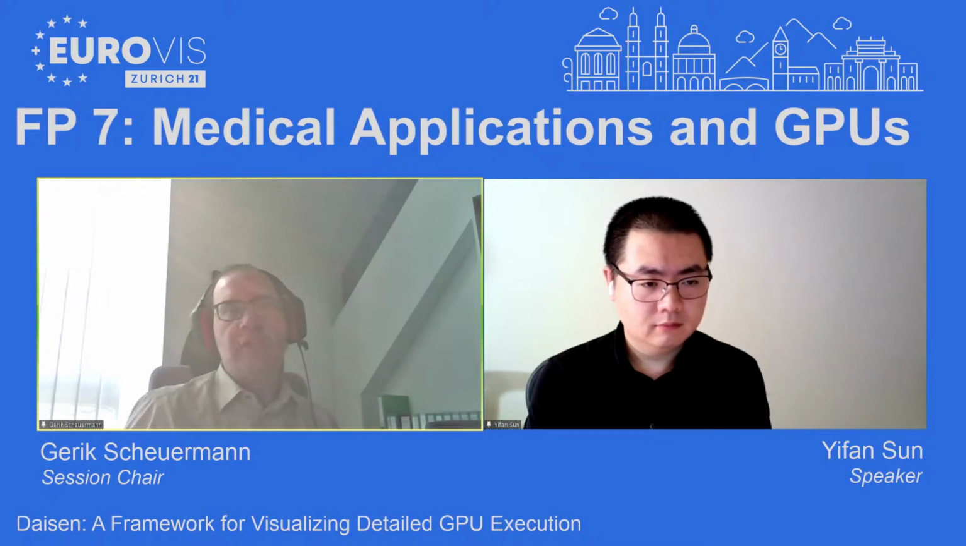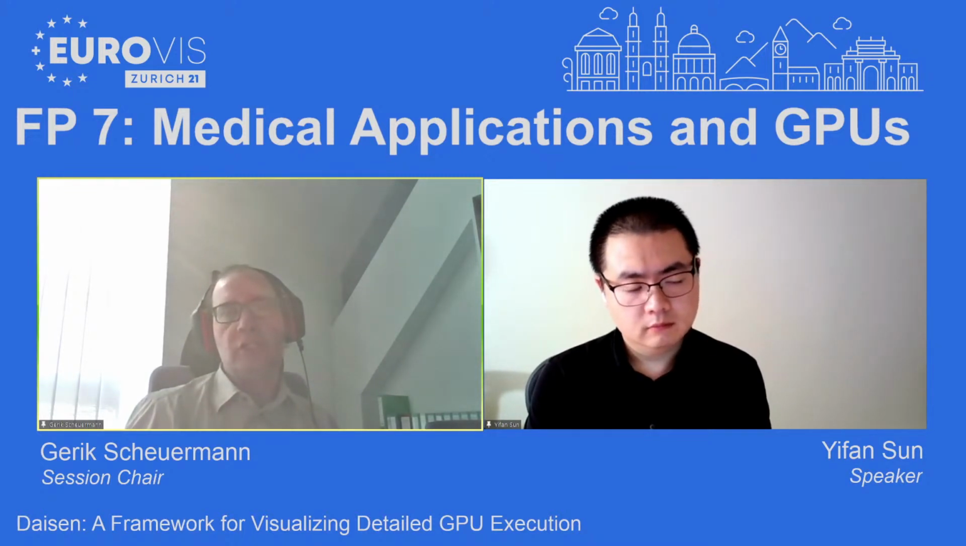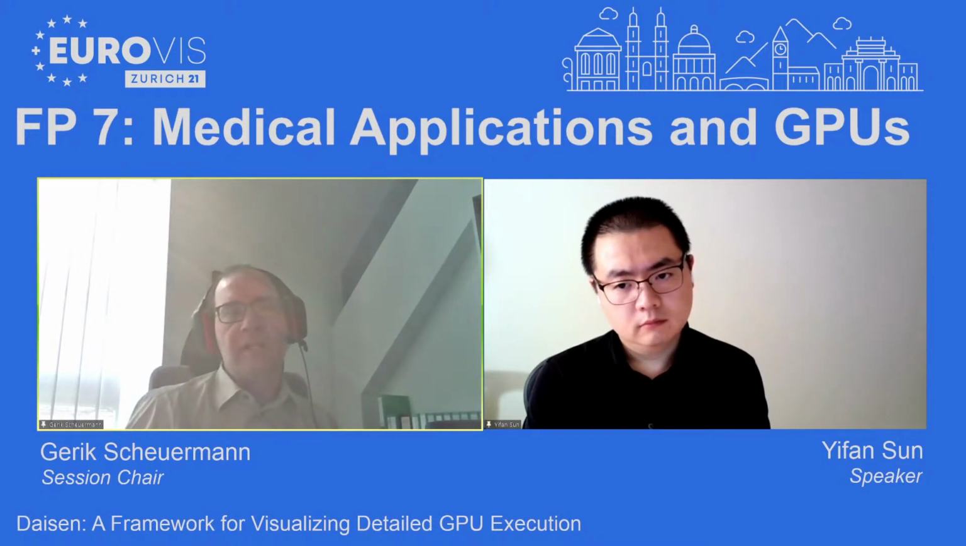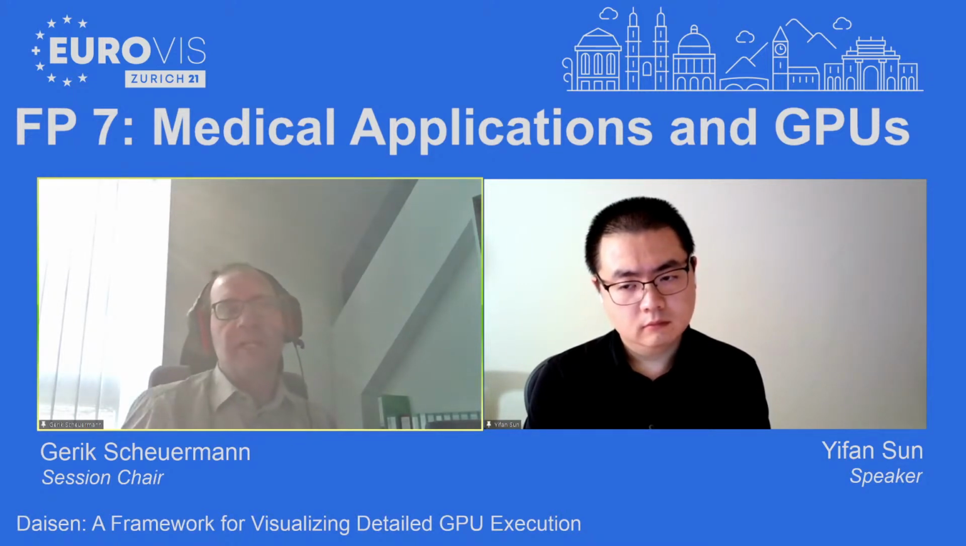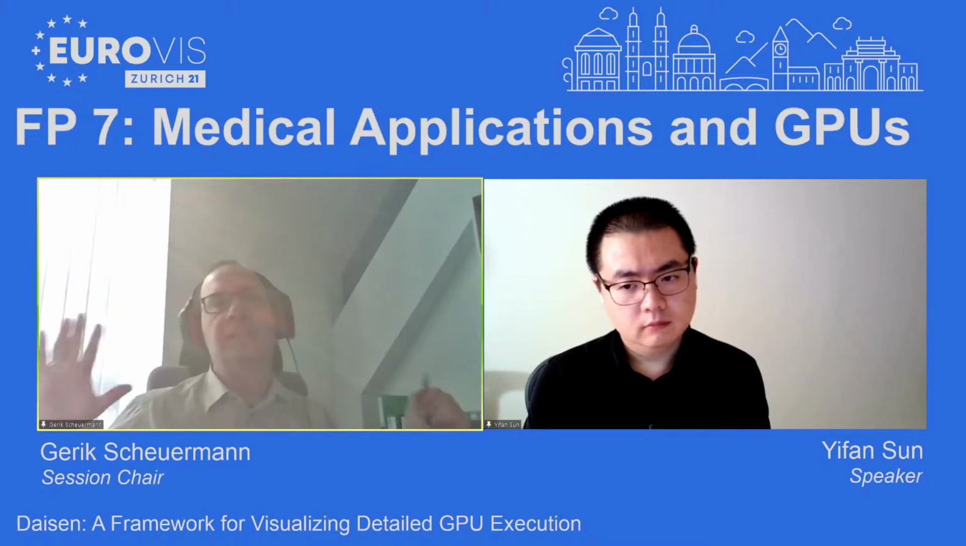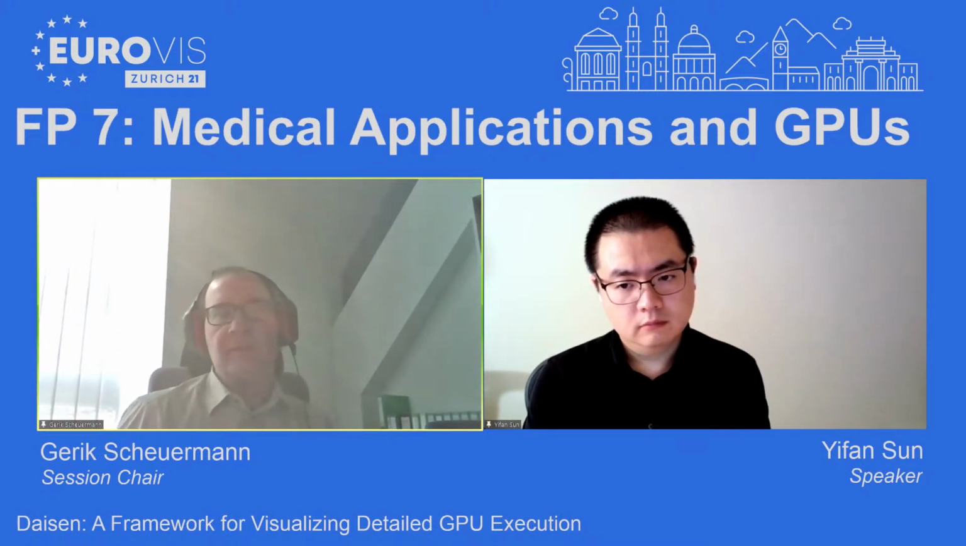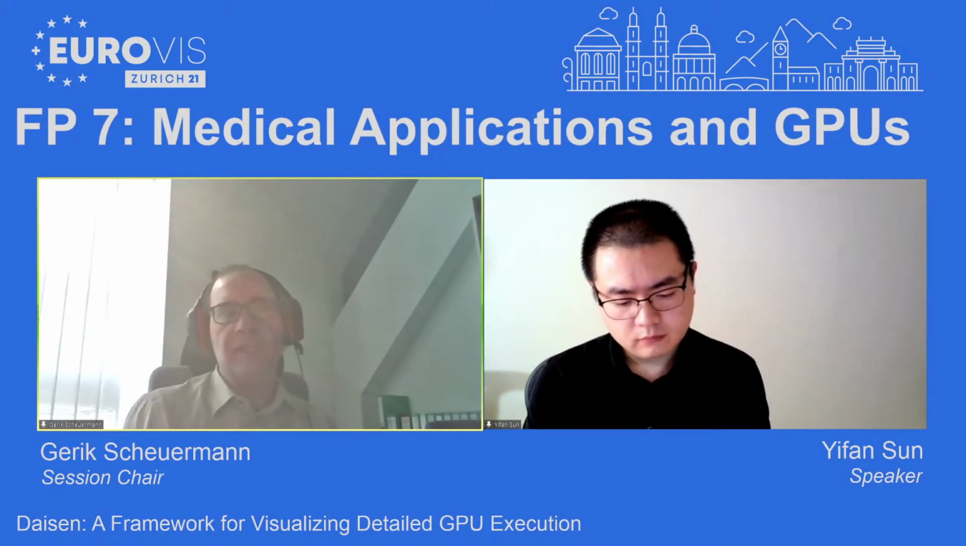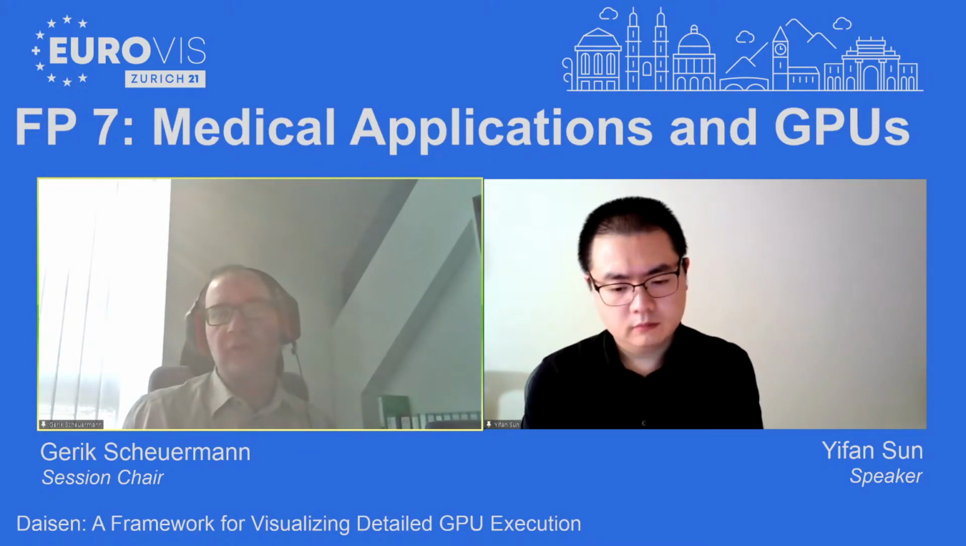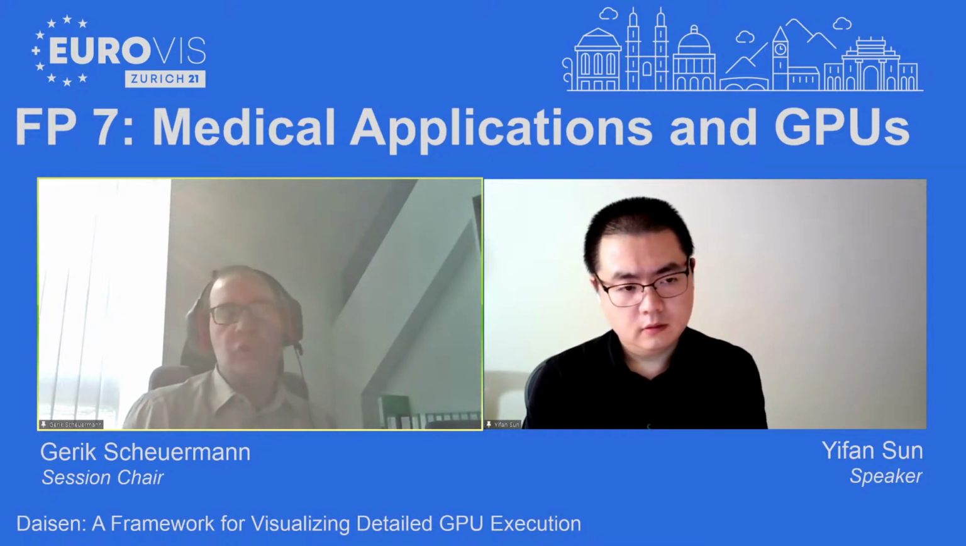So one of the questions I have is, what do you have to change if you would like to apply this to a different GPU architecture? Not completely different, but let's say some other hardware where you have more or fewer wavefronts, processing units, and so on. Is that a lot of work? Is it just a little bit?